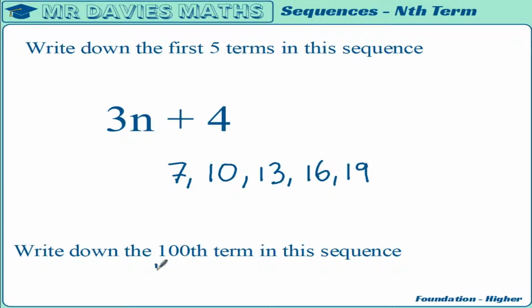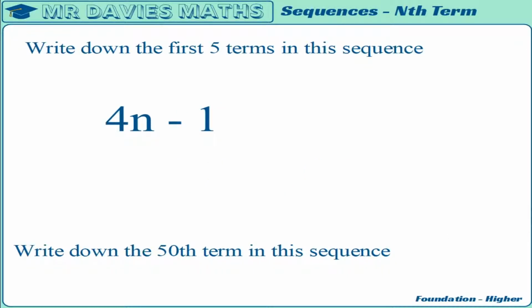This time, I've been asked to find the 100th term in this sequence. Well, what's the 100th number in the 3 times table? That would be 300. So add 4 to it, and we get 304. If I continue this sequence down till the 100th number, it would be 304.